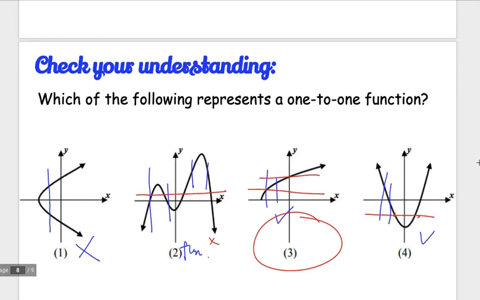So that's it. That's our lesson to talk about the one-to-one function here. I hope the horizontal line test method can help you understand how we determine if the graph of a function is a one-to-one function.